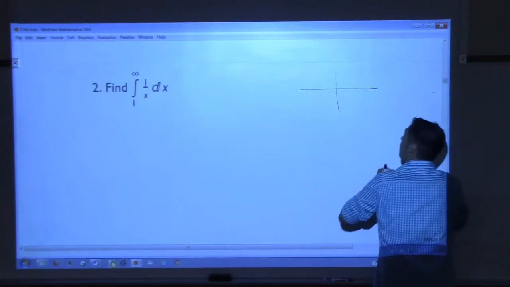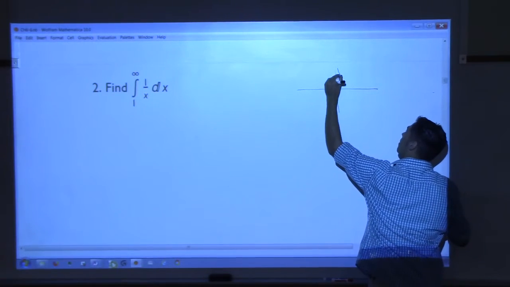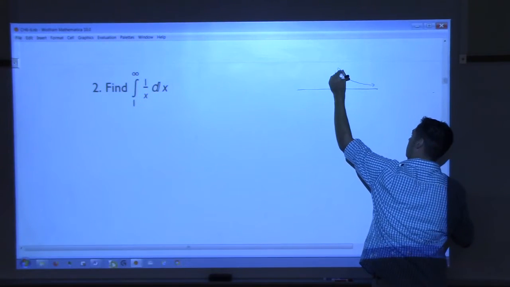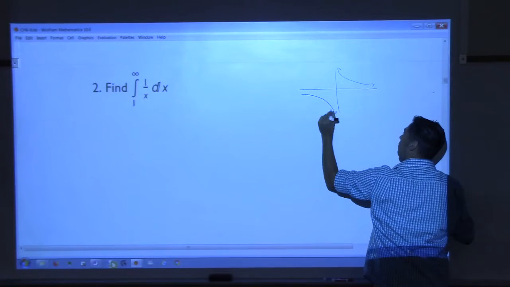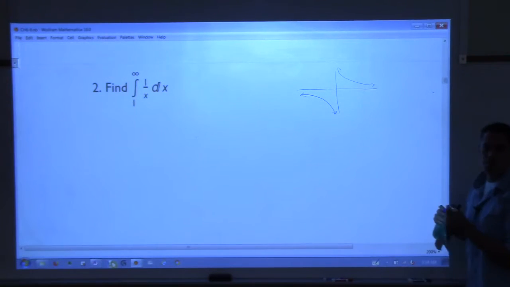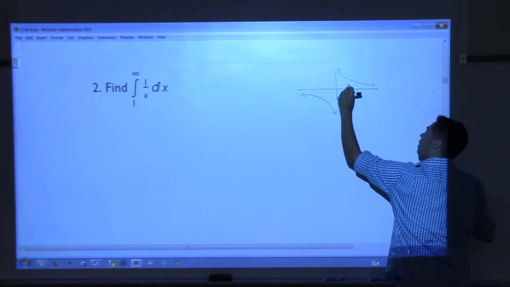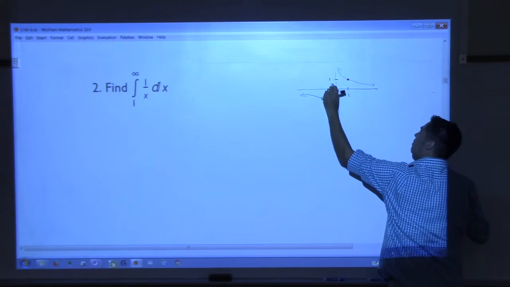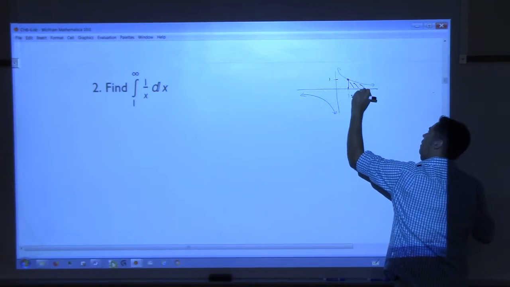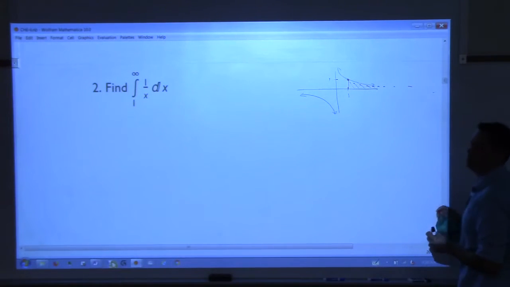The graph is a little different for 1 over x. It does this, but on the other side it does this. Now that doesn't matter what's going on the other side, because I still only want to look from 1 to infinity. At 1, it's still 1. And so we're looking for this out this way, right?